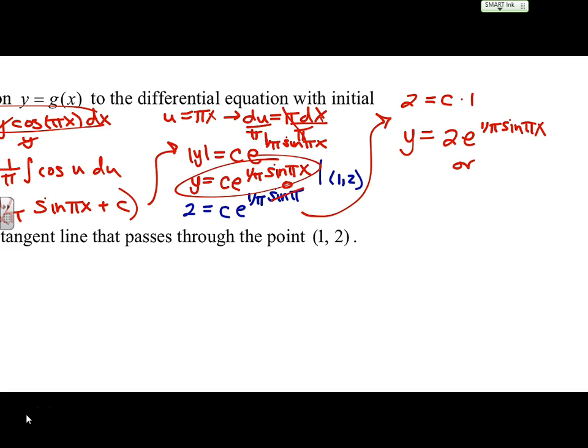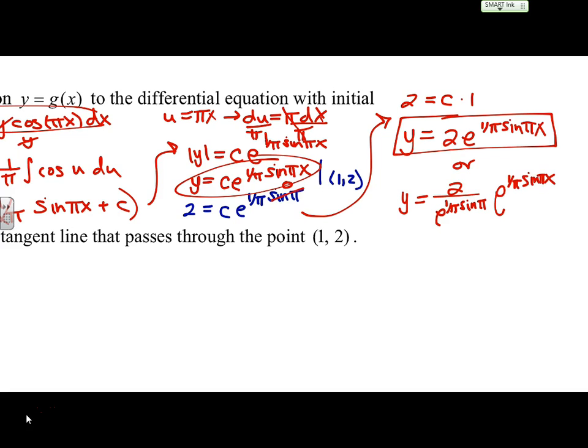However, I do believe, based on what I have seen, that they would have also taken 2 over e to the 1 over pi sine of pi times e to the 1 over pi sine of pi x, if you are scared of your unit circle. Maybe it's better to leave it right instead of make it wrong. For multiple choice, you have to do a unit circle. For FRQs, you can pause.